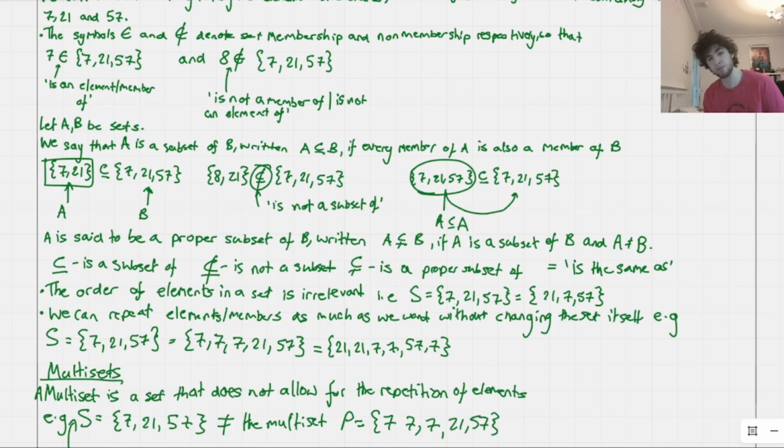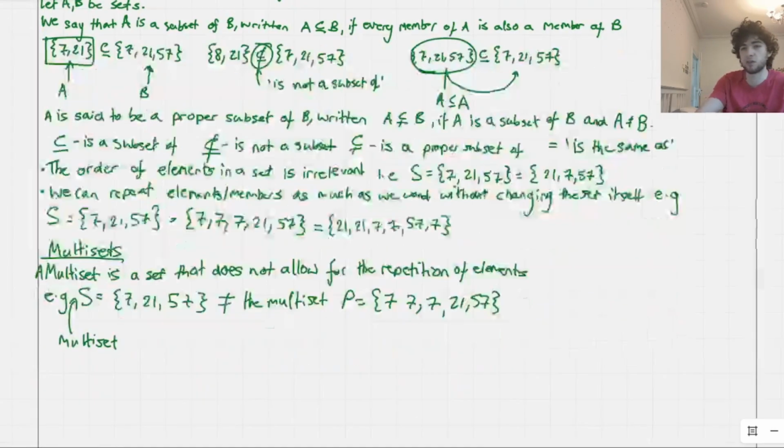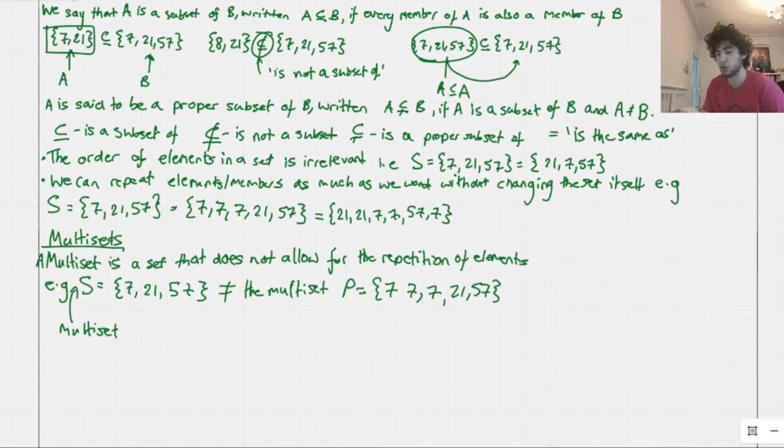Now that I've invoked the multi-set, which is a different type of structure to a set with lots of similarities, I'm not allowing the repetition of elements. In other words, if I repeat any of the elements in a multi-set, then I'm changing it. For example, if I have a set capital S with the members 7, 21, 57, and I repeat the 7, let's say three times, or two times, however many times you want, if I repeat it more times than I have in the set capital S, then I have a different multi-set.